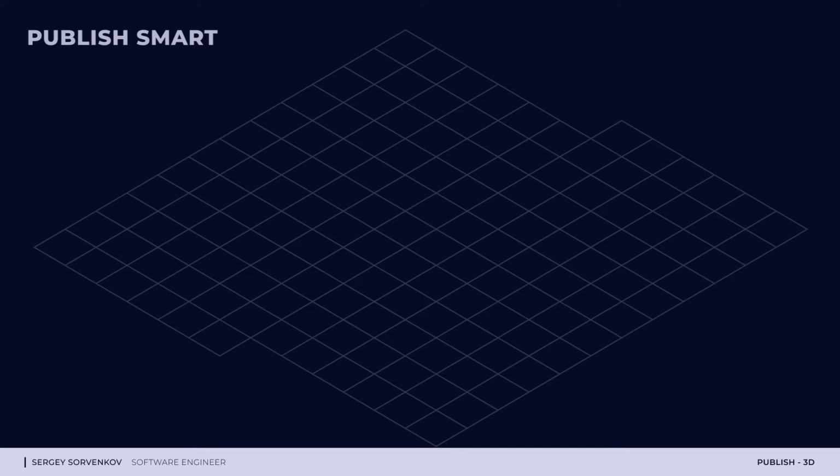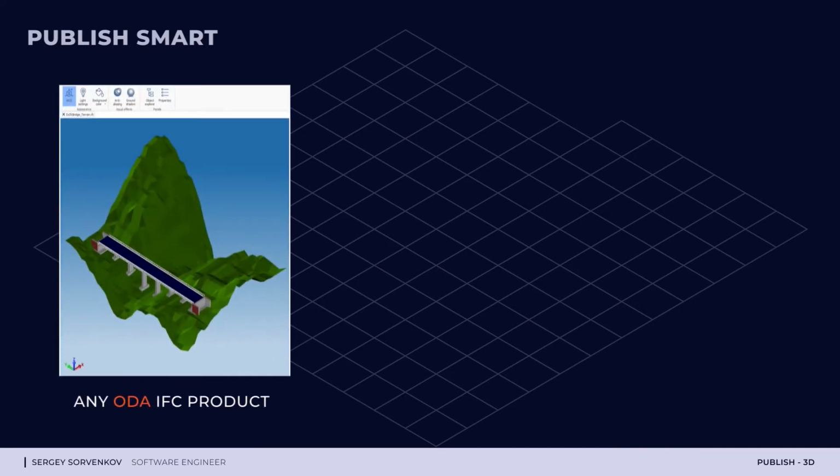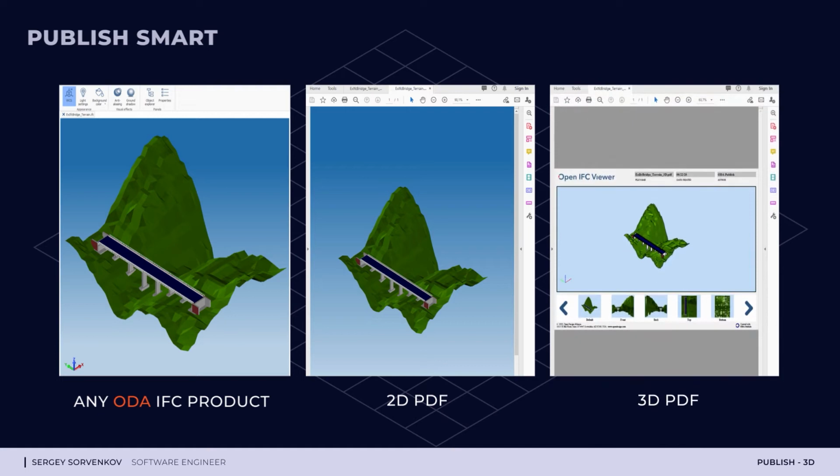Here is a real example of an IFC model published from the ODA multi-format viewer application to 2D and 3D PDF respectively. On the first image, there is a model of some bridge. The second one is published in 2D as an image. The last one is published in 3D PDF using the Publish API.